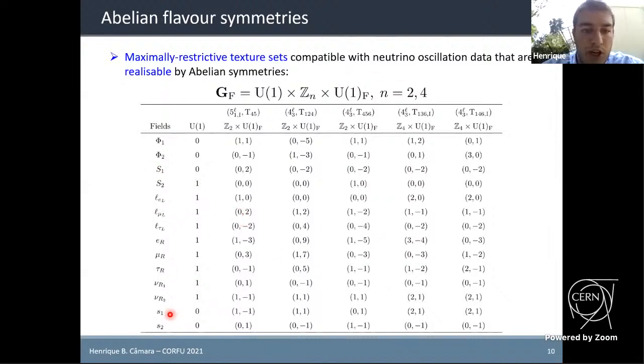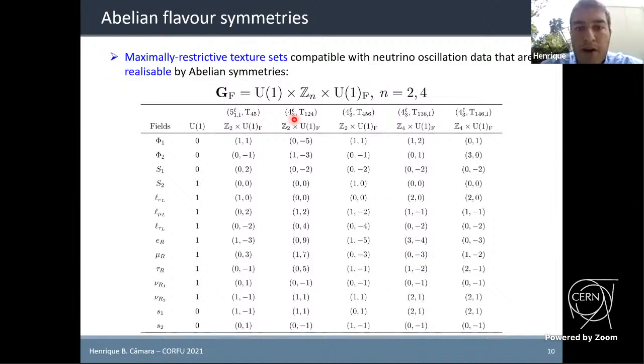I also present the charges for the fields that transform under the flavor symmetry group G_F. Notice that we have 3 abelian groups. The first U(1) restricts our analysis to the inverse seesaw case. This Z_n symmetry is just a discrete symmetry that is present in the Lagrangian, but it fails at forbidding the terms that are not part of the inverse seesaw case, and it ultimately fails at imposing the flavor structure. The last U(1)_F is the one that is responsible for imposing all the flavor pattern in our work.